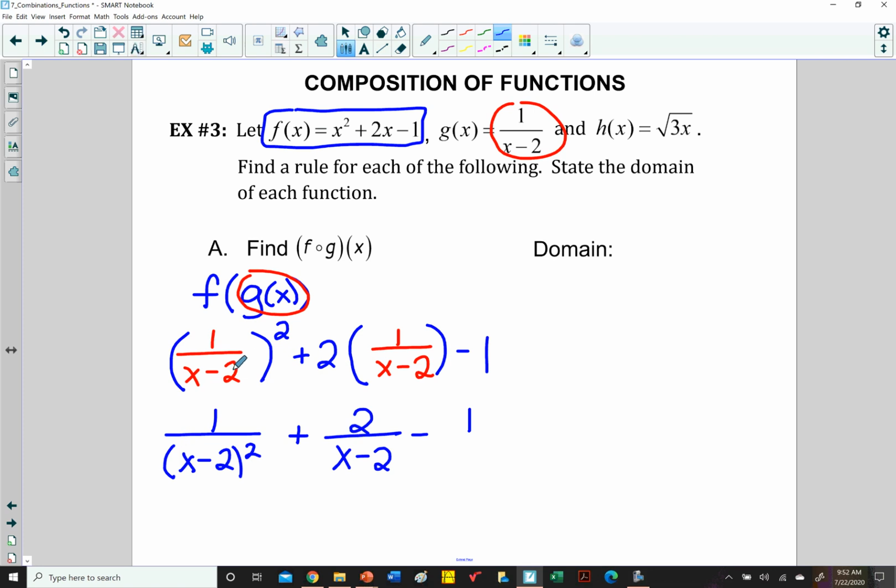We can't have 2 in the denominator. So we had to restrict the output of g so that it's in the domain of f. And the output of g, we can't have any values for 2 because 2 would make that undefined, causing division by 0. So our domain is going to go from negative infinity to 2. We'll have to skip over 2 and continue on to infinity. Now you could stop and check this with your calculator if you'd like, or save that for later on.